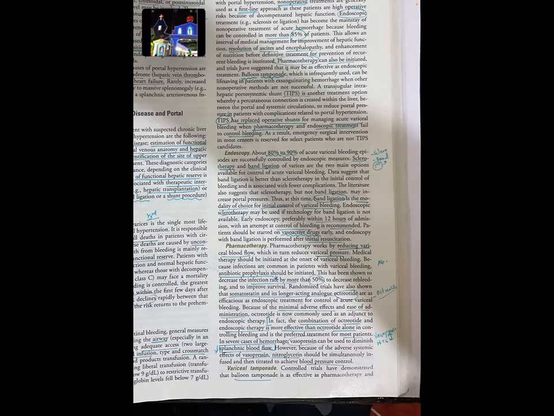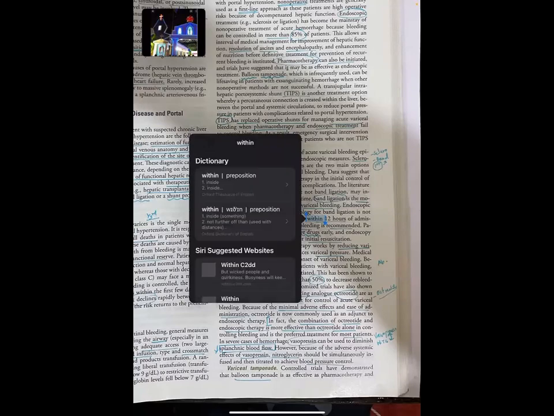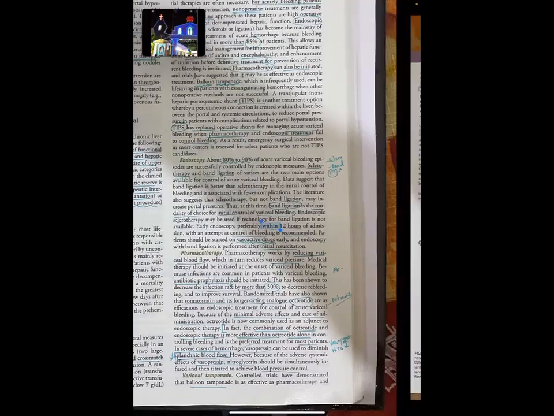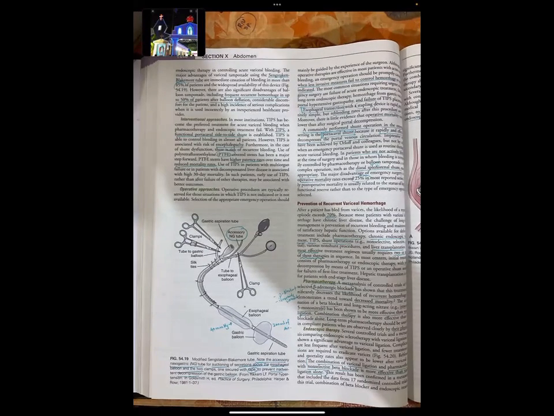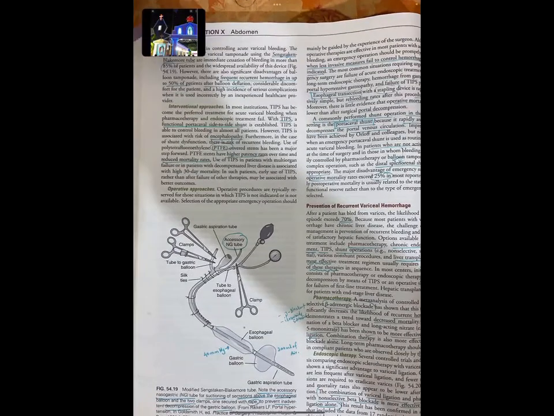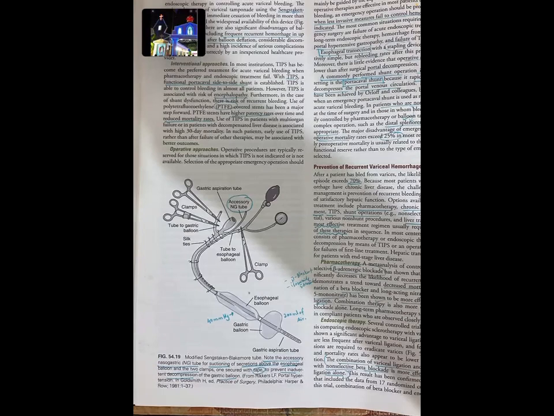Then variceal tamponade. In variceal tamponade, most commonly we use the Sengstaken-Blakemore tube. The picture is given here. The important point is that there is an accessory NG tube for suction in the esophagus. Then there are 2 balloons: one is the gastric balloon, one is the esophageal balloon.